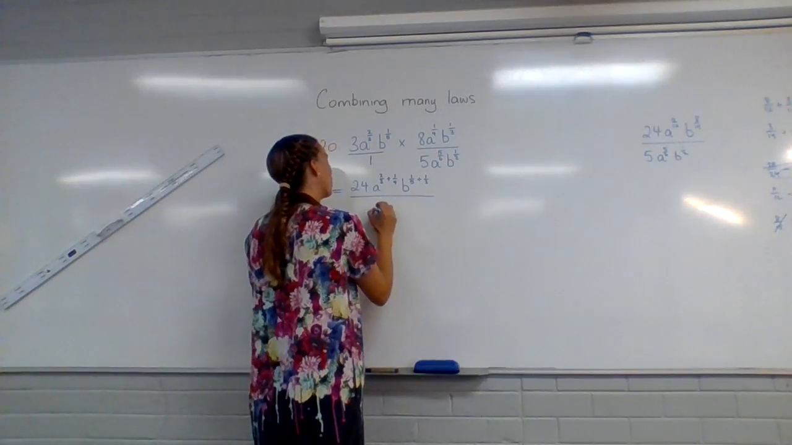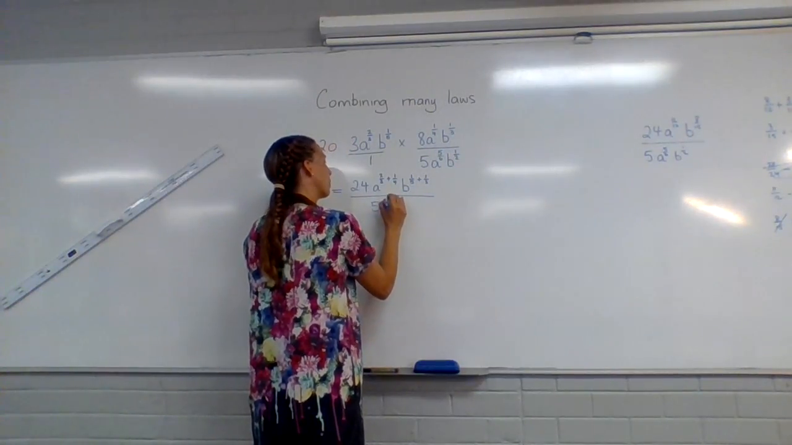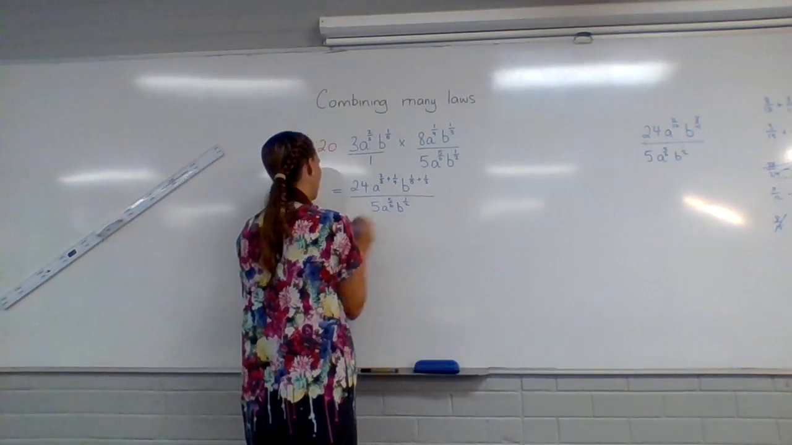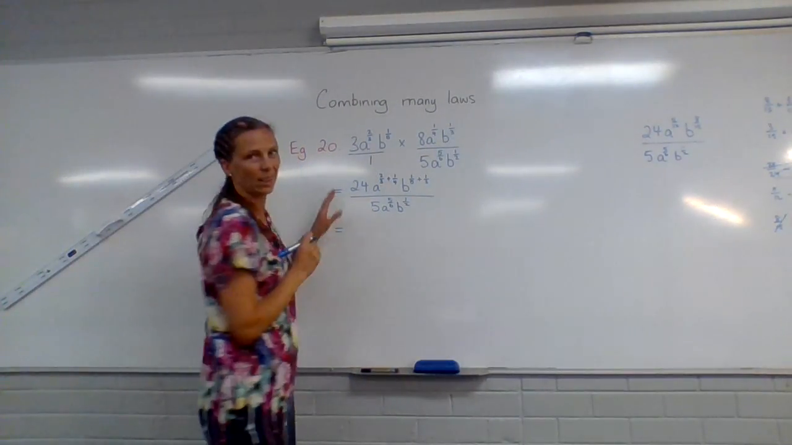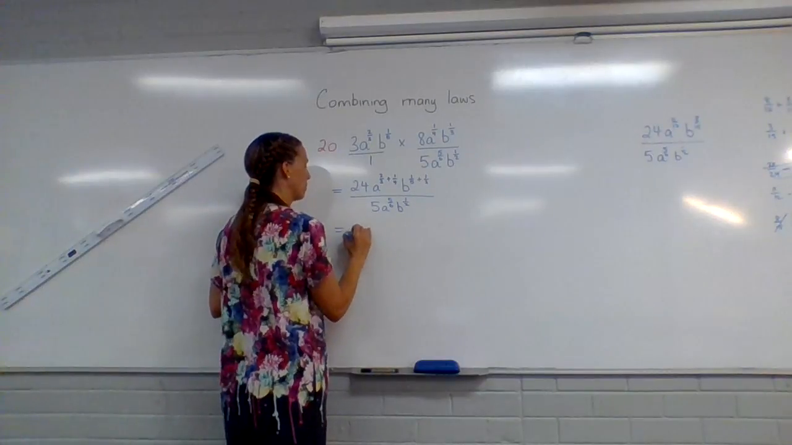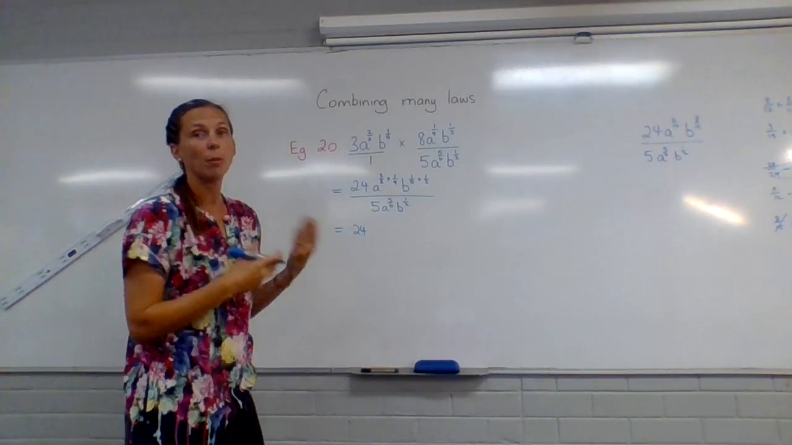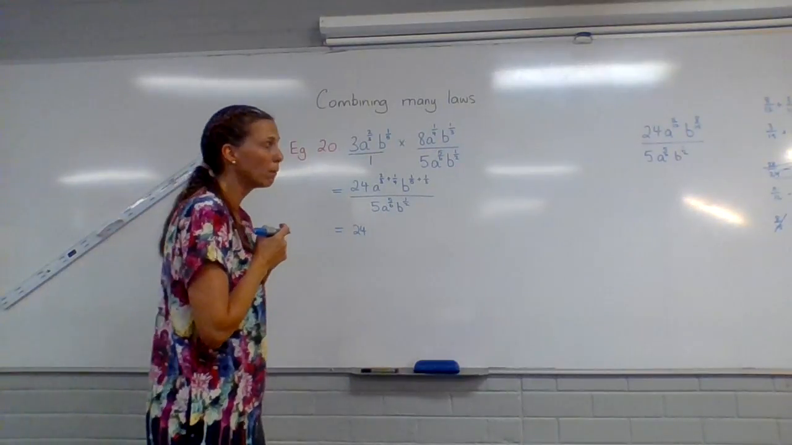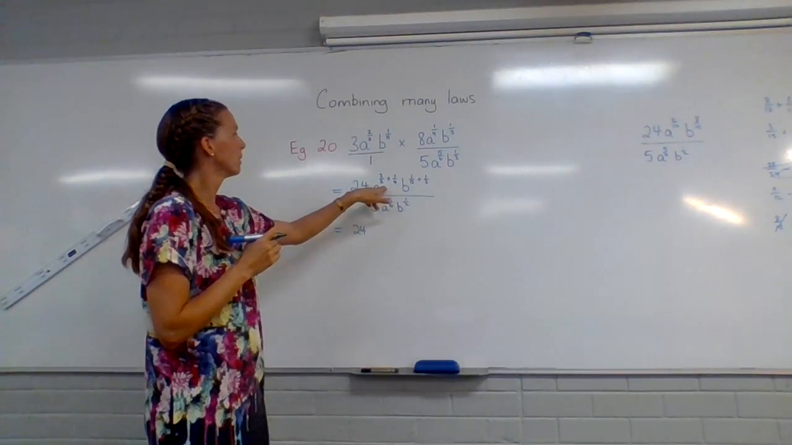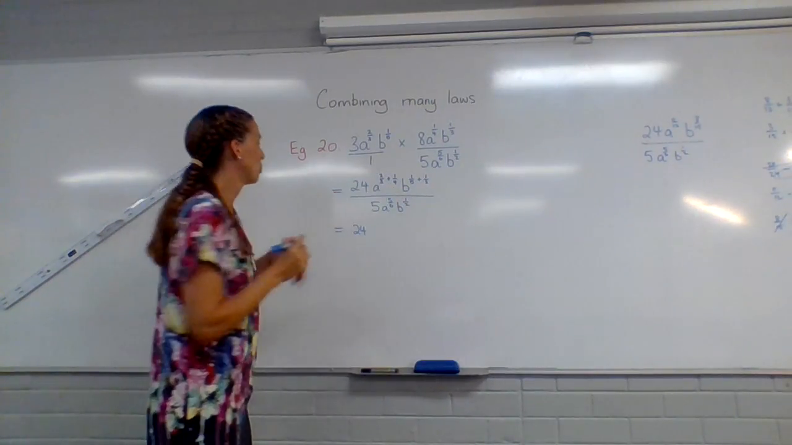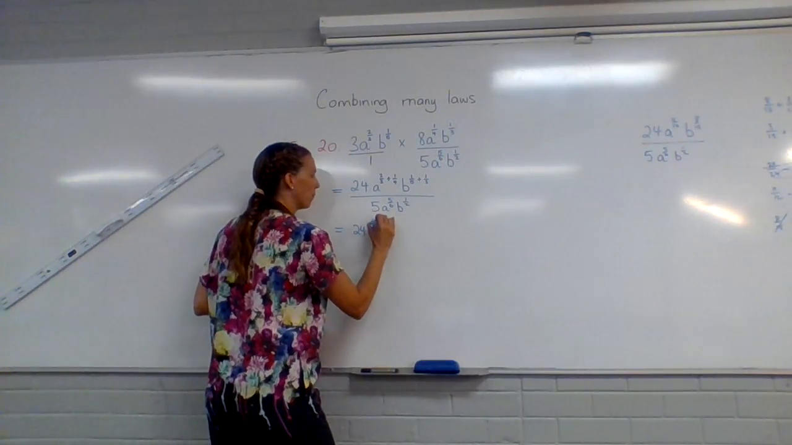Then all over the bottom, 5a to the power 5/6, b to the 1/2 equals. Now let's make that top thing look a little bit better. 24, and 2/3 plus 1/4. I would make a common denominator of 12, and then what I would get is 8/12 plus 3/12, which would give me 11/12.